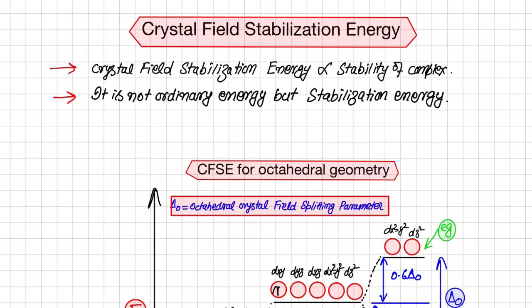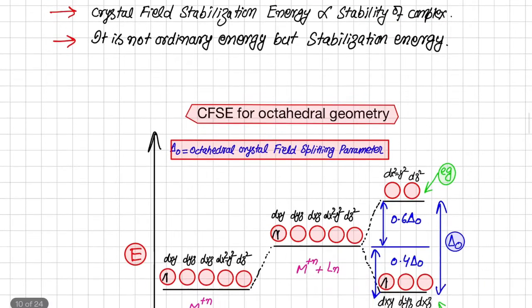The complex will break down by giving some extra energy in the form of heat. So if the crystal field stabilization energy is greater, then that coordination complex will have more stability. But if the CFSE value is less, then that complex will be less stable. One thing to remember is that it is not an ordinary energy but a stabilization energy. Students should not confuse it with the concept that if energy is greater then stability will be less. This is not the energy, this is actually the stabilization energy. So the greater its value, the greater the stability of the complex.